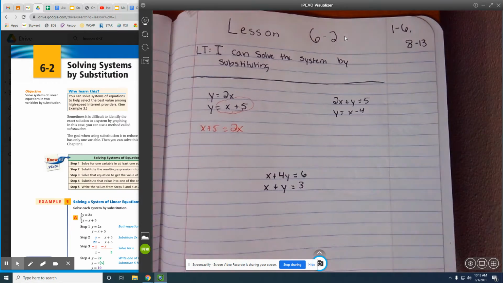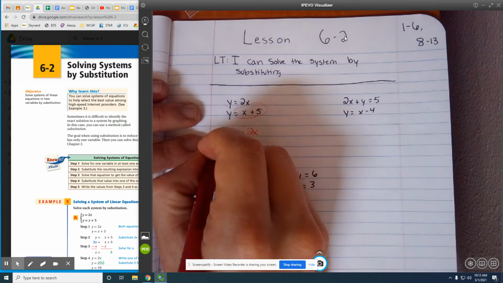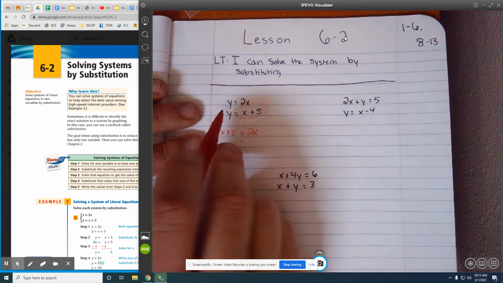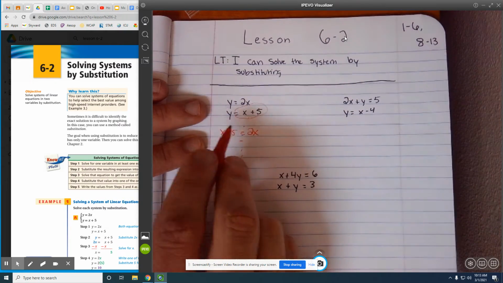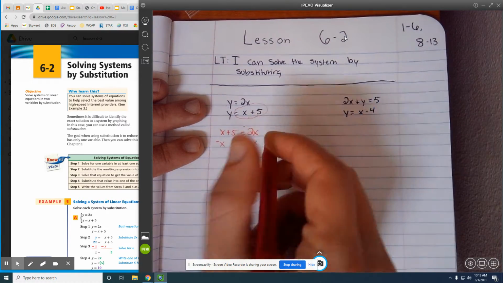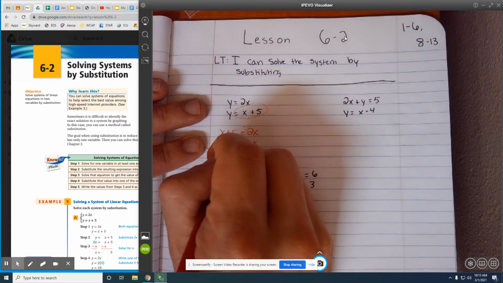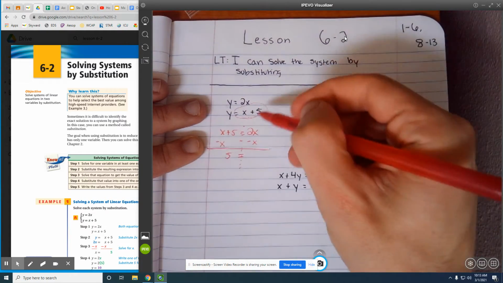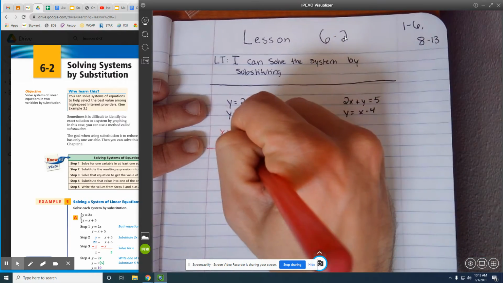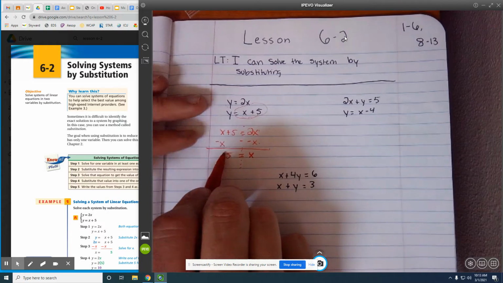And now we're going to solve. I'm going to build my wall first. I have a 2x and 1x over here. 2x is bigger, so I'm going to subtract x. Do it to one side, got to do it to the other. Those will cancel. We're left with 5 equals 2x minus 1x, which is just x. And we get x equals 5.